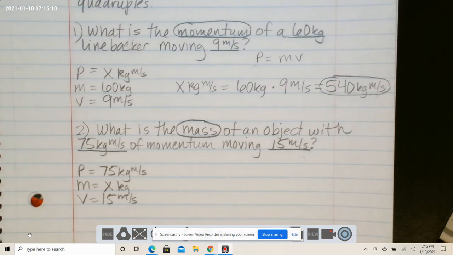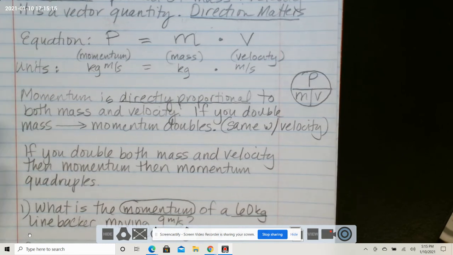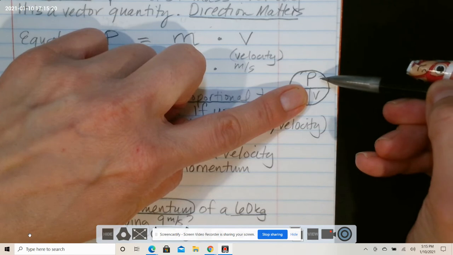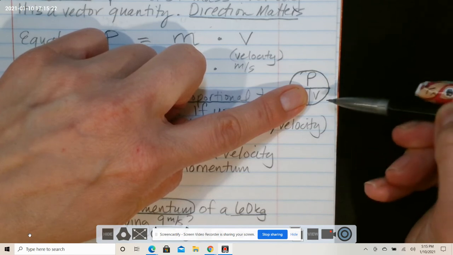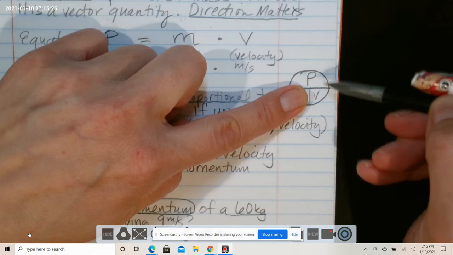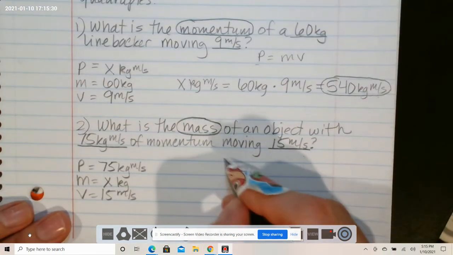So what is the equation? That's the question. Well, let's go look at our circle. If we're looking for mass, cover up the M, and you're going to get P, or momentum, on top of V, velocity, or P divided by V. So I'm going to write that down here just so I remember.